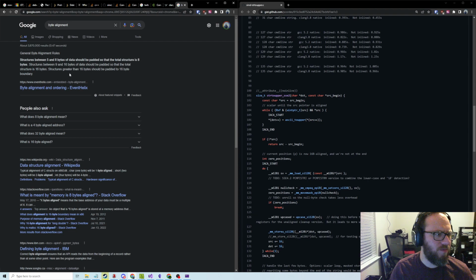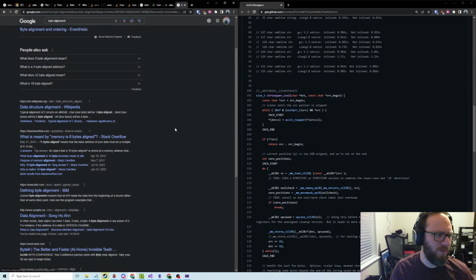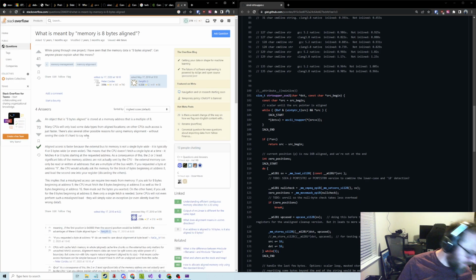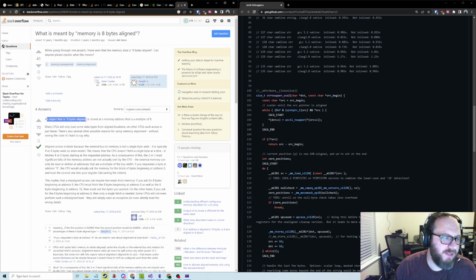Structures. Data structure alignment. Wikipedia. Stack Overflow. I dropped my pen. Pen retrieval. Yeah, so an object that is 8 bytes aligned is stored at a memory address that is a multiple of 8. So if we were to try that to 16 byte, then it's a multiple of 16.